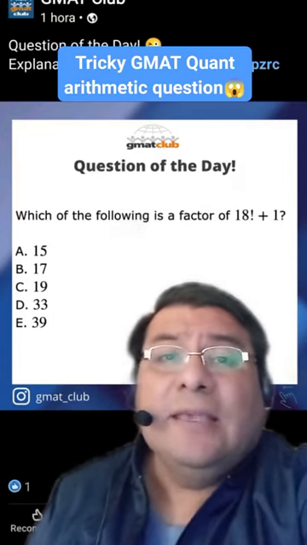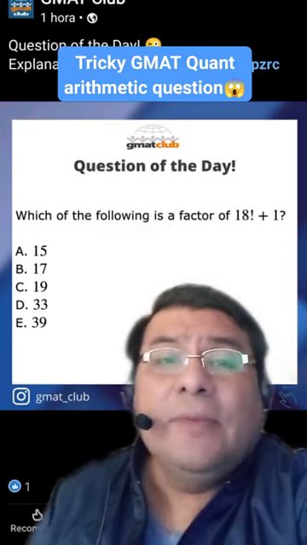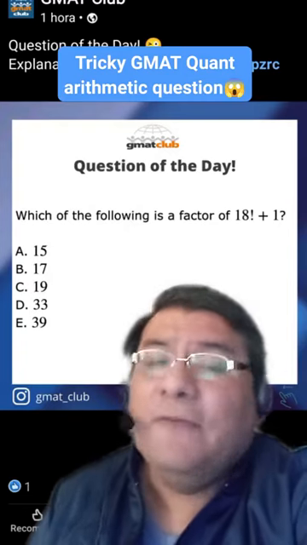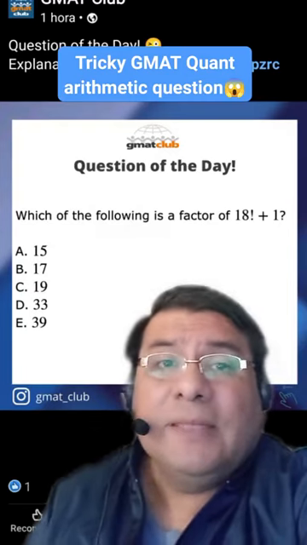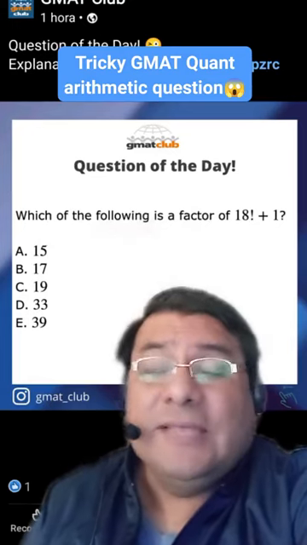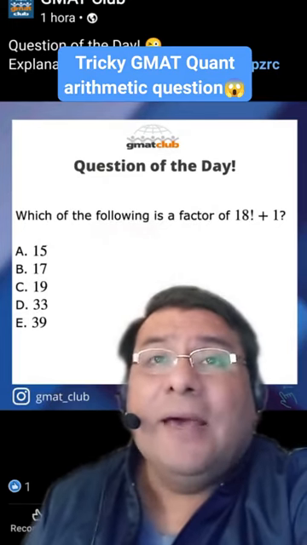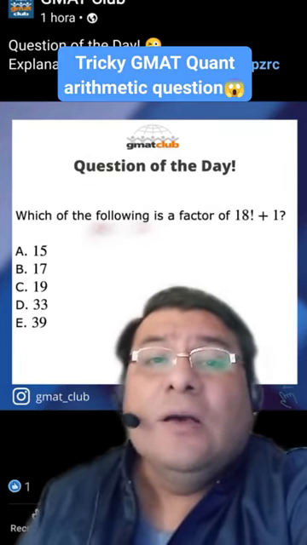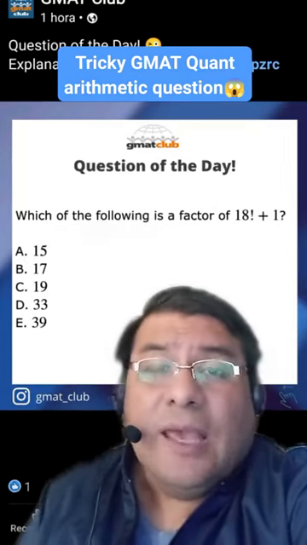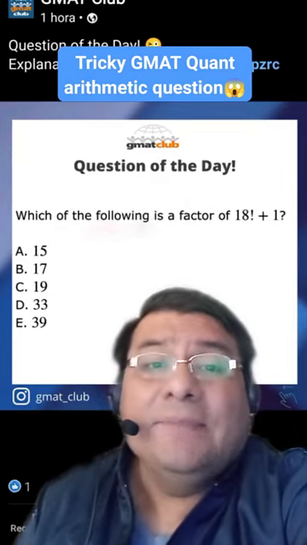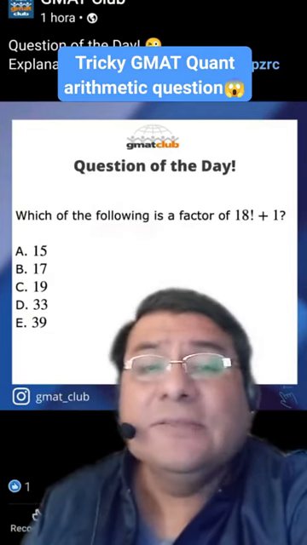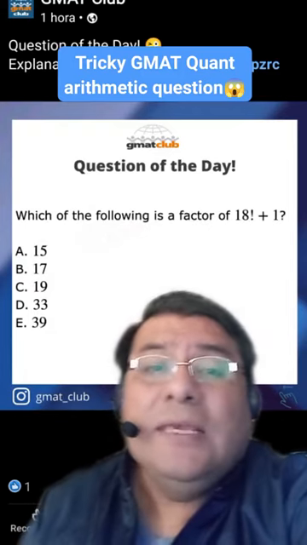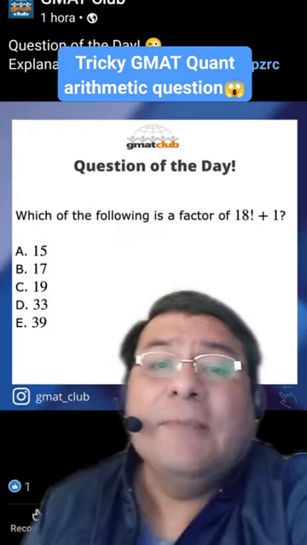So this means that if we know that 18 factorial is divisible by certain factors, 18 factorial plus 1 cannot be divisible by those same factors because of this property. It is truly obvious that 18 factorial can be divided by 1, 2, 3, 4, 5, etc., all integers between 1 and 18. And if it is divisible by any of these integers, then, for example, 18 factorial plus 1 couldn't be divided by, for example, 15.